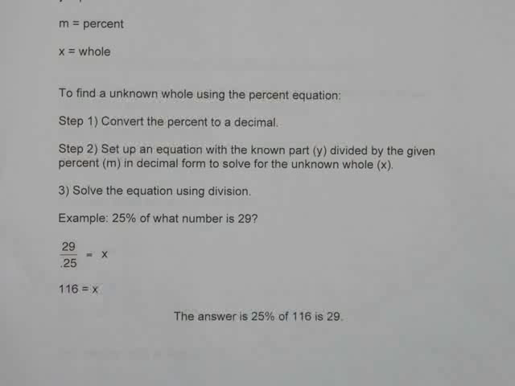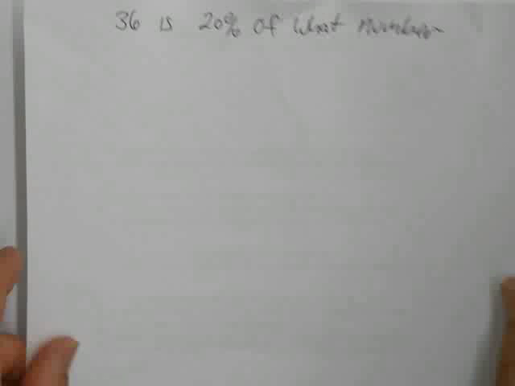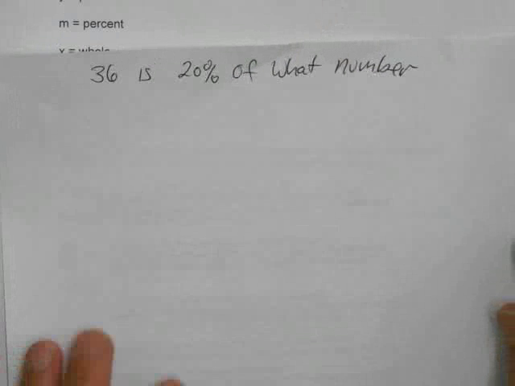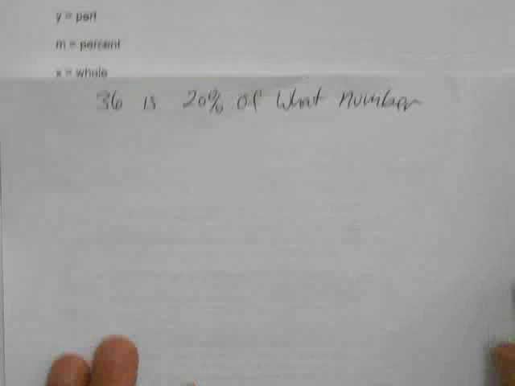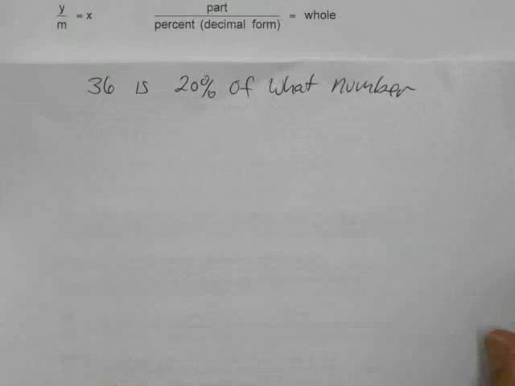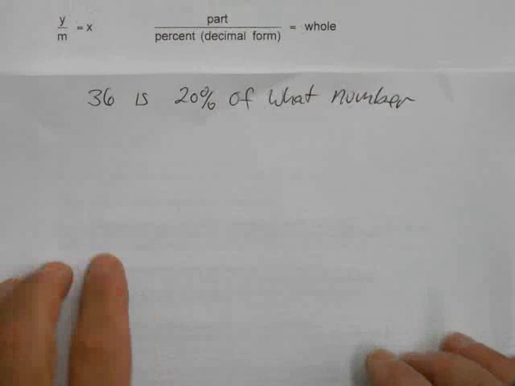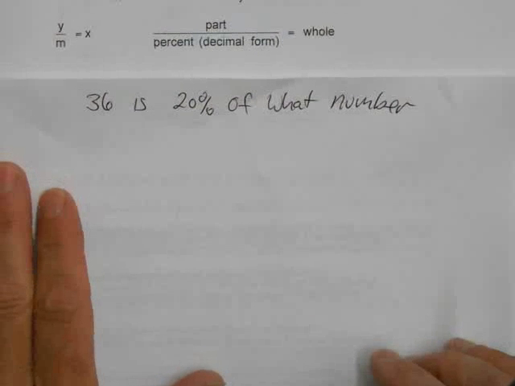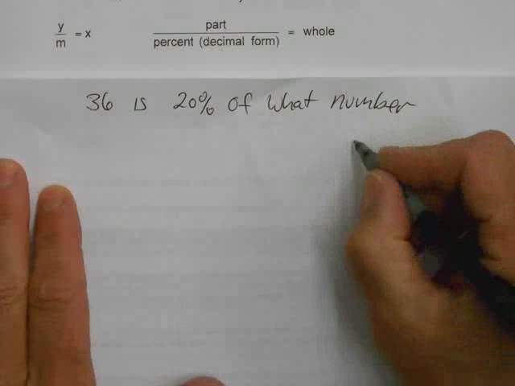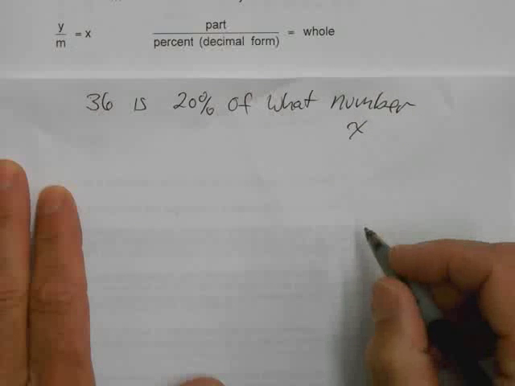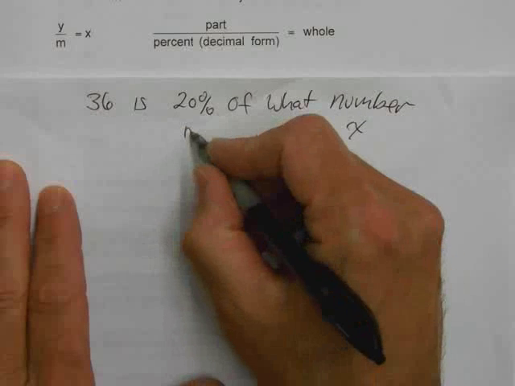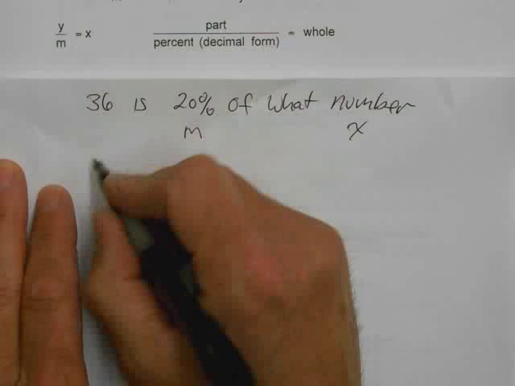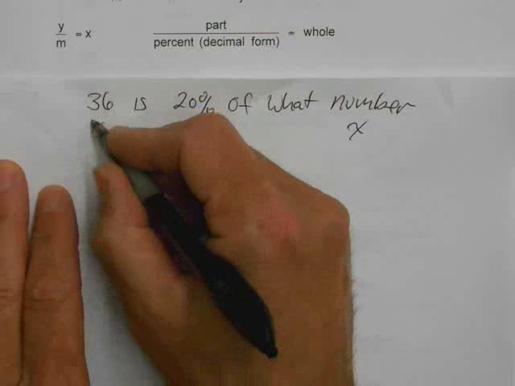Here is another example of that concept. Let's take a look at this one. In this example, I'm going to use 36 is 20% of what number? And let's identify the parts, the wholes, what we got here. All right, we don't know what the whole is. That's what we're looking for. That's going to be x. 20%, well, that's clearly our percent. That's our m. And y is what we've got right here.